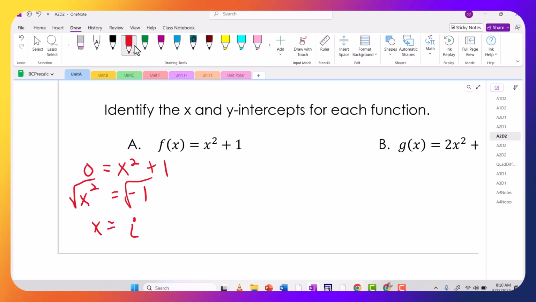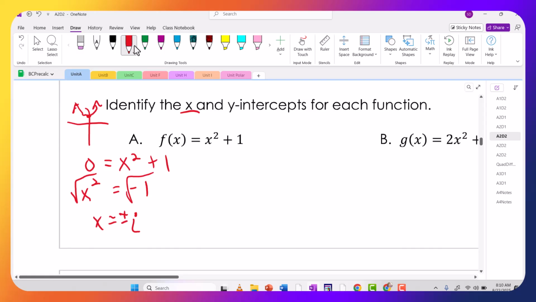Hey, by the way, what's the square root of a negative? Imaginary. What does that mean about the x-intercepts? Do they exist? Okay, so no, there are no x-intercepts. That's because this is a parabola that opens up and the vertex is above the axis. So if you think about the picture, of course there are no x-intercepts. And then the y-intercept, you plug in 0 for x.